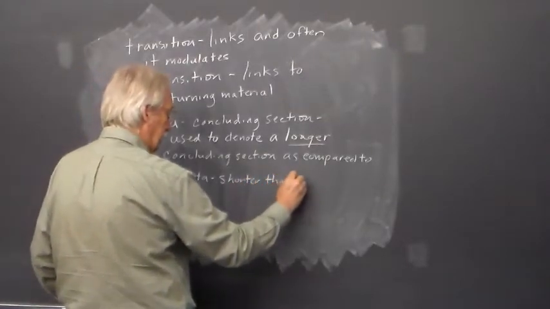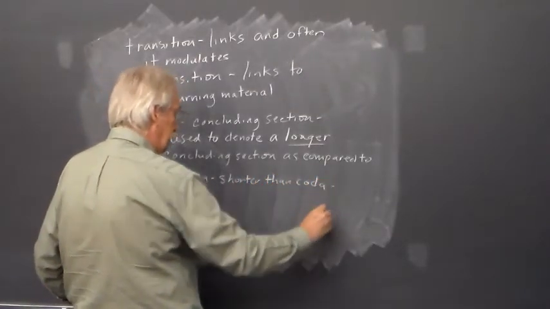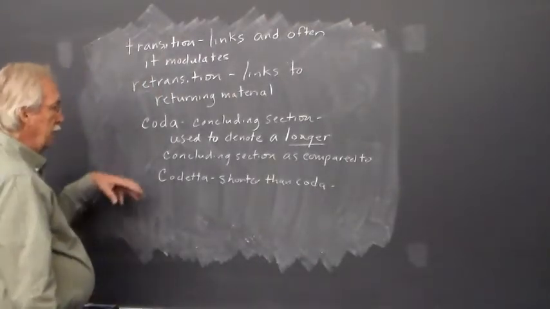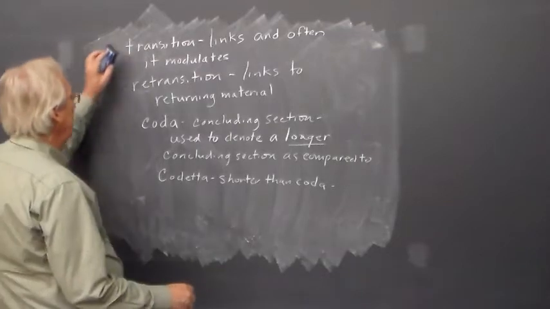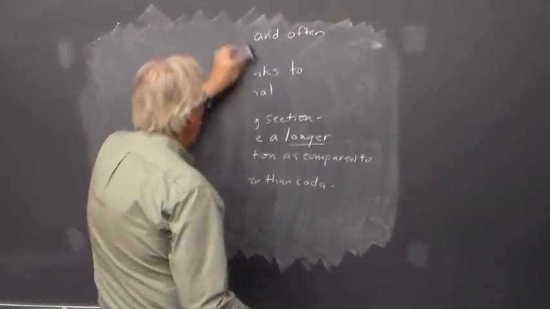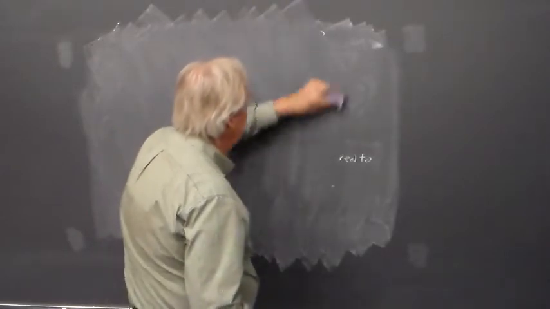So that really is the only difference. It's just that a codetta is shorter than a coda. All right, so those are the main auxiliary members. And then we'll use this term dissolution.